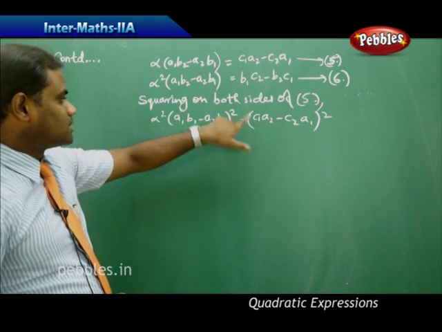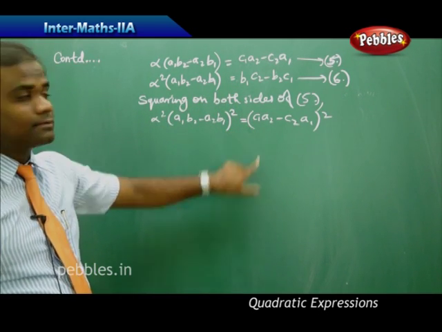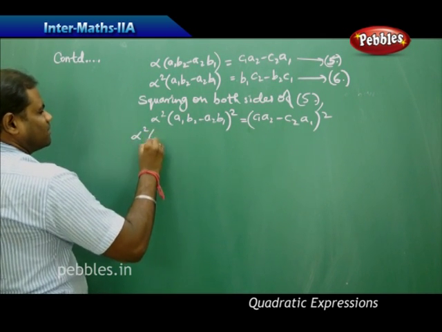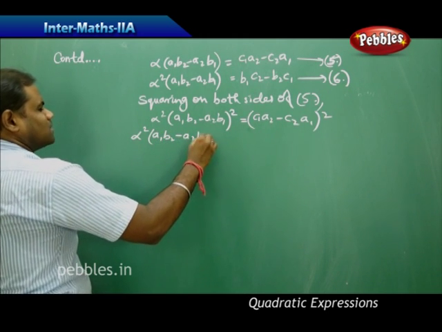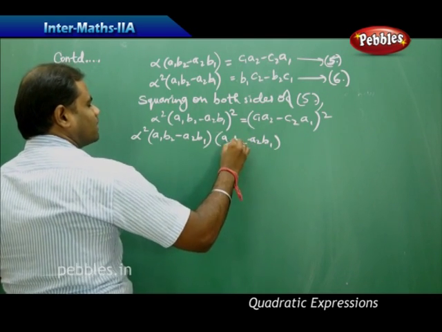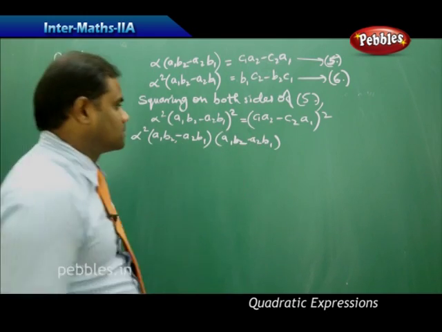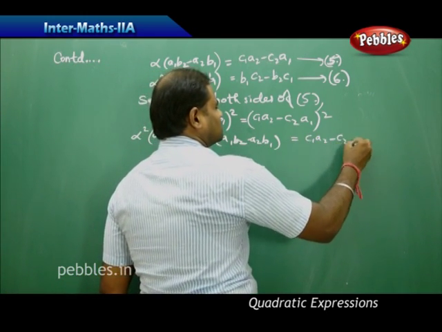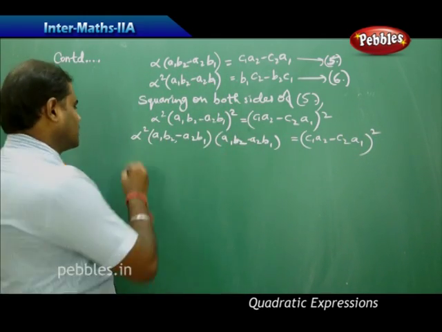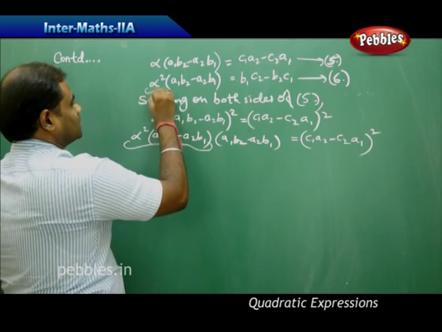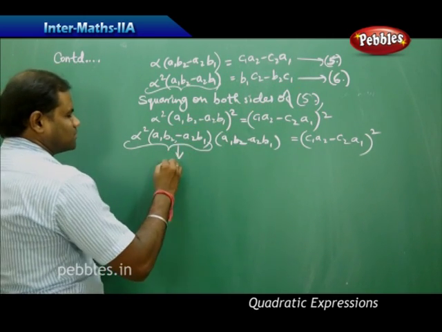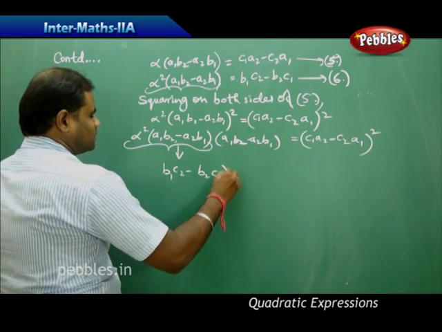Now I try to use equation 6 in this, which is the intention behind it. In this case I can split this as alpha squared times a1 b2 minus a2 b1 times a1 b2 minus a2 b1, because this is a square which can be split into two different terms. That is equal to c1 a2 minus c2 a1 whole square. The reason behind splitting the square into two terms is that from equation 6 I have directly alpha squared times this as b1 c2 minus b2 c1. So this can be substituted for this.